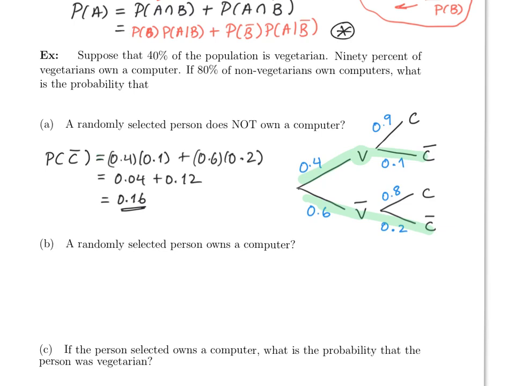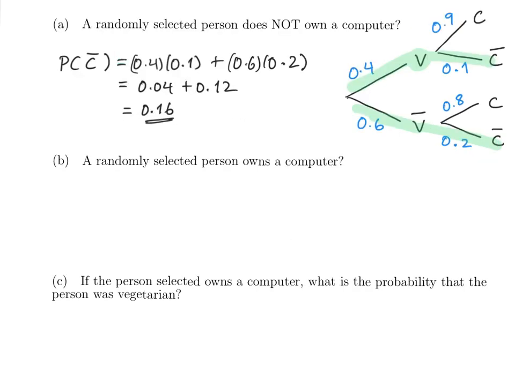Now for part B, you can do exactly the same thing. Follow the tree this way, or there is an easier way. The probability that somebody has a computer will be equal to 1 minus the probability that the person doesn't have a computer, because these two events are the complement of each other. So then all you have to do is use the result from part A. So it will be 1 minus 0.16, which is equal to 0.84.